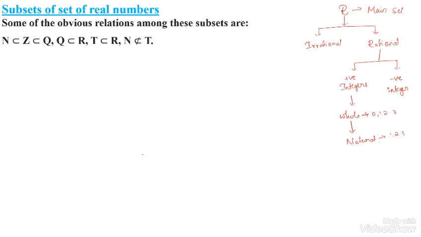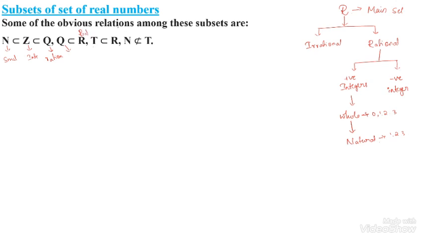Therefore, based on this number system, I can write the relation among the subsets. The natural number is the smallest set. Natural numbers are a subset of the integers. Then again, integers are a subset of the rational numbers. Then I will take rational number. Again, rational number is a subset of the real number.